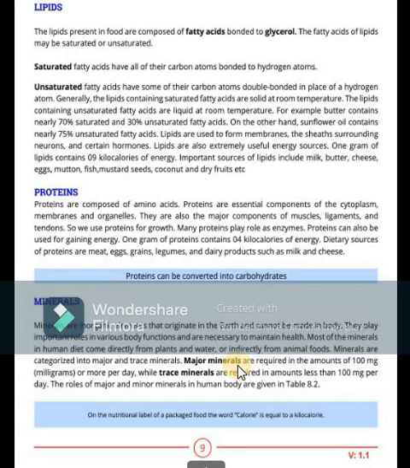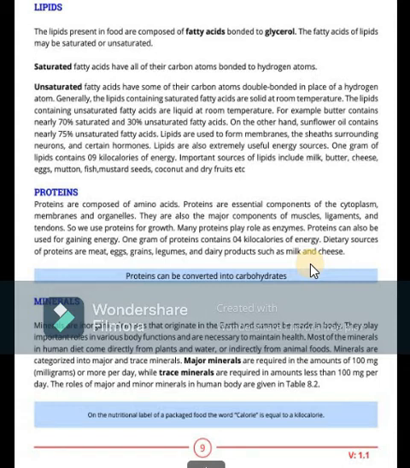The next thing is proteins. Proteins are composed of amino acids. Proteins are essential components of the cytoplasm, membranes, and organelles. They are also the major components of muscles, ligaments, and tendons. We use protein for growth. Many proteins play a role as enzymes. Proteins can also be used for gaining energy. 1 gram of protein contains about 4 calories of energy. Dietary sources of proteins are meat, eggs, grains, legumes, and dairy products such as milk and cheese. And proteins can be converted into carbohydrates.